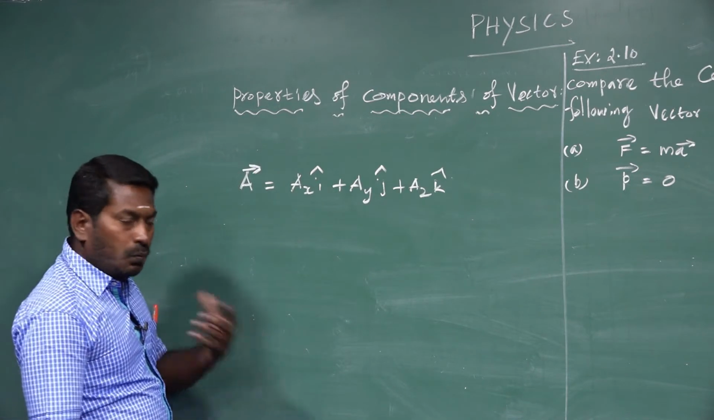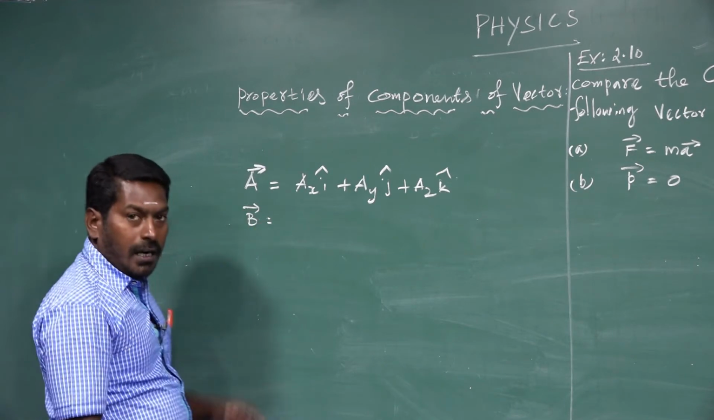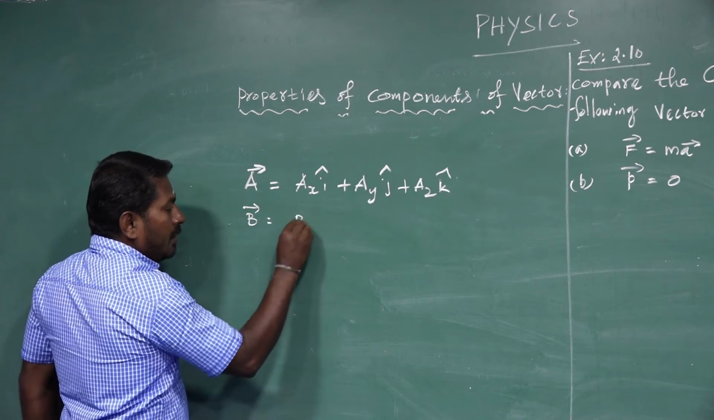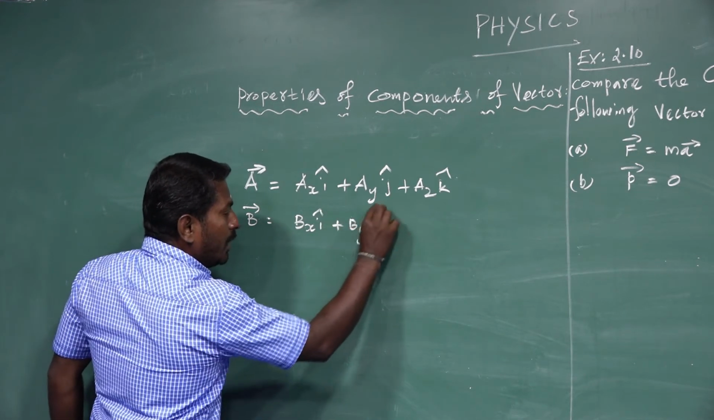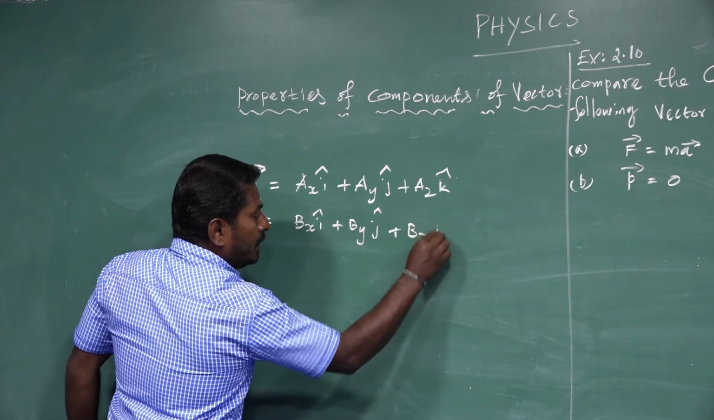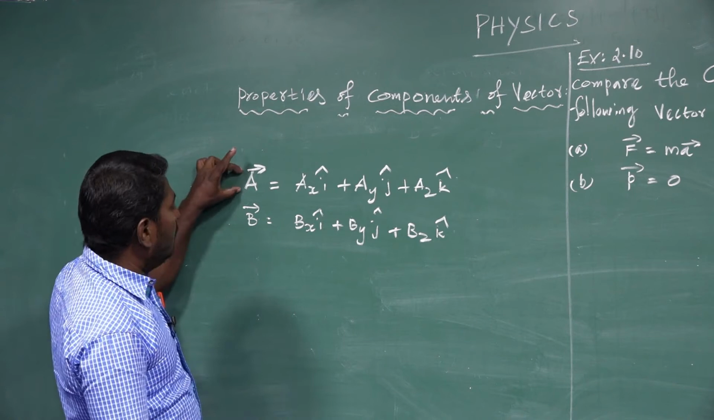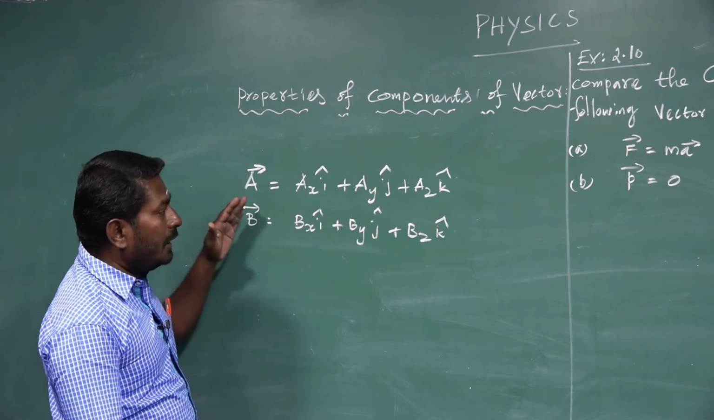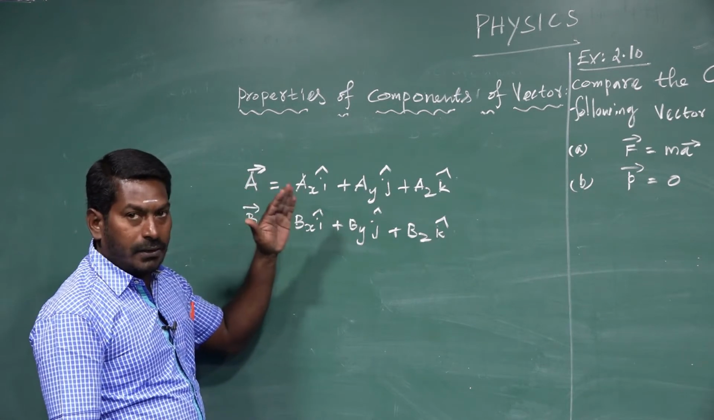Then let me assume one more vector, B vector. It can be resolved along the three coordinate axes into the components Bx i cap plus By j cap plus Bz k cap. There are two vectors: A is one vector, B is another vector. These two vectors are resolved into three components along the x direction, y direction, z direction.